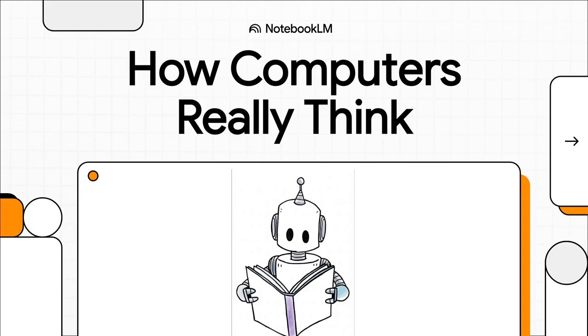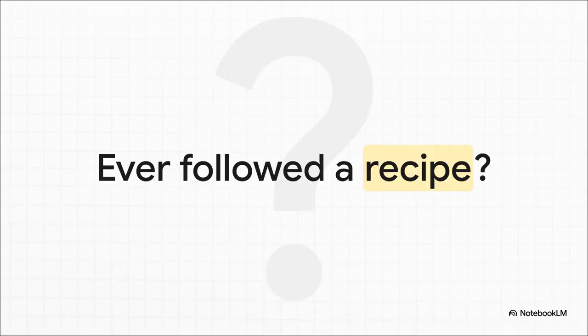And here's the wild part. You might already be speaking their language and not even know it. So let me ask you something. Think about the last time you were in the kitchen, right? Maybe you were baking a cake, trying out some new dish. You had a recipe in front of you, a list of ingredients, a very specific set of steps to follow. Preheat the oven to exactly 350 degrees, then mix the flour and sugar, then add the eggs.